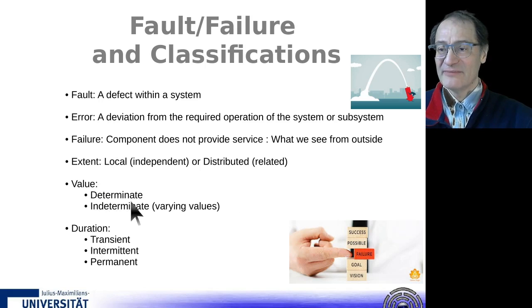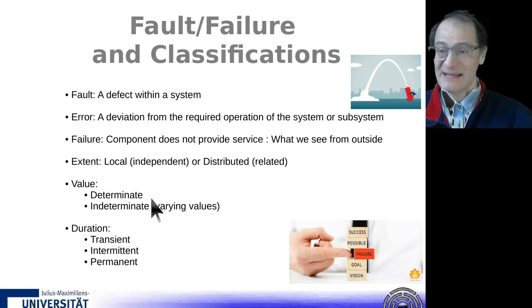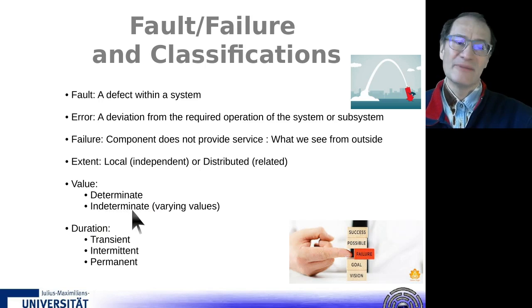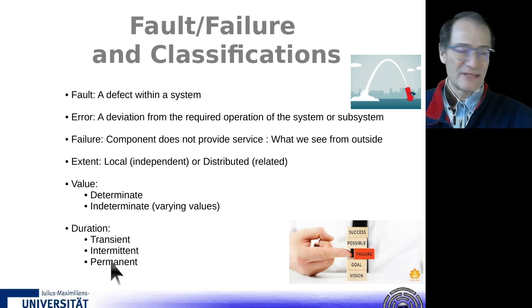In value, it can be determinate. It's a clear case. This is a wrong response, or it can be indeterminate. It's random, so every time it will behave in a different way, so varying values, the worst situation we can have. And the duration, it can be transient, intermittent, or permanent. We are going to see this in the next slides.